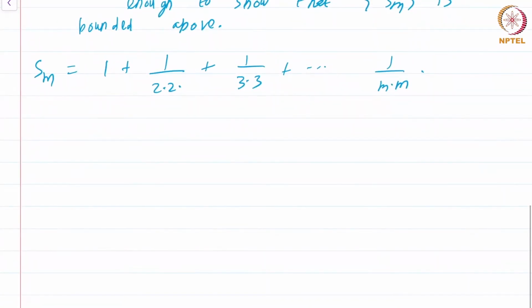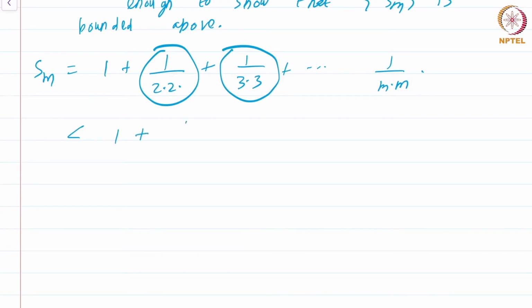Now, as I said, I want to make this less than something. So I want to increase each one of these quantities. Each one of these quantities is a quotient. To increase a quotient, the natural thing to do is to decrease the denominator. So this is less than 1 plus 1 by 2 into 1 plus 1 by 3 into 2 plus 1 by m into m minus 1.